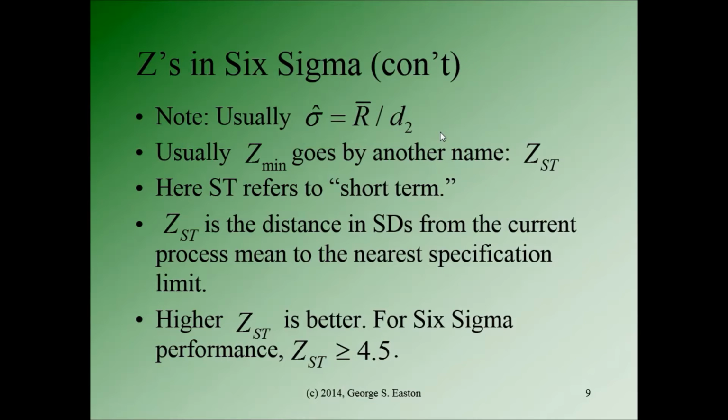Now, what the Six Sigma Handbook calls Z-min actually usually goes by another name in practice, and that's Z sub ST. And here the ST refers to the short term. So Z sub ST is the distance in standard deviations from the current process mean to the nearest specification limit. For example, a Z sub ST of 3.5 means that the nearest specification limit is 3.5 standard deviations away from the current process mean. So a higher Z sub ST is better.